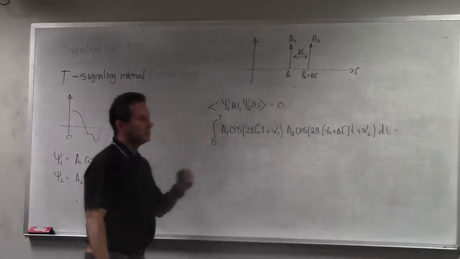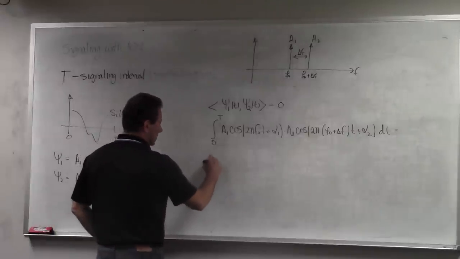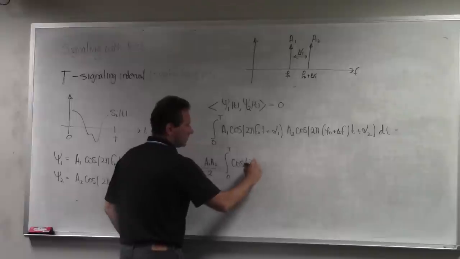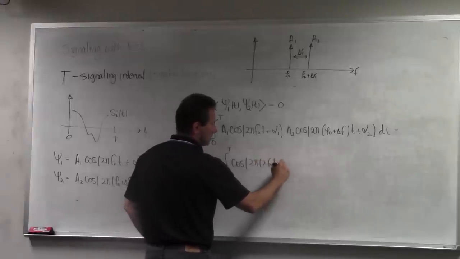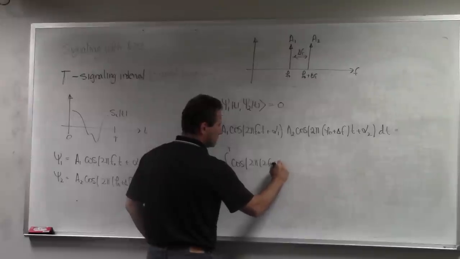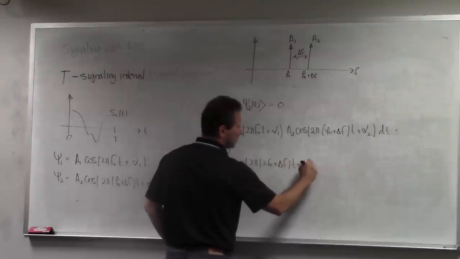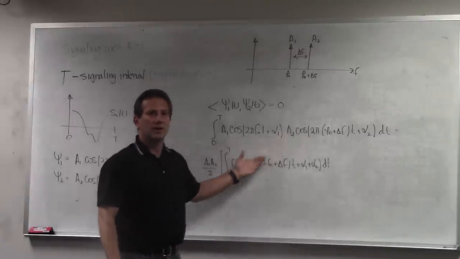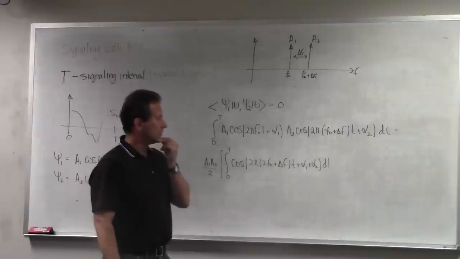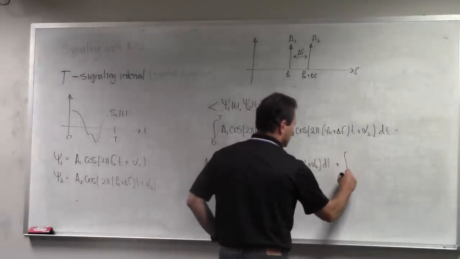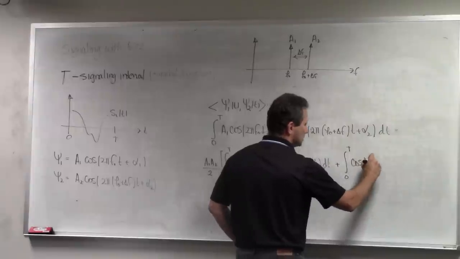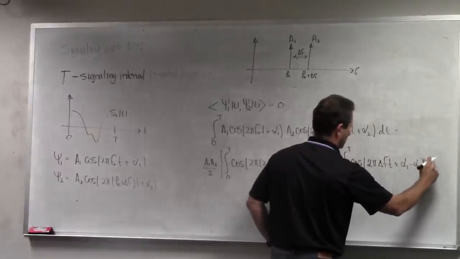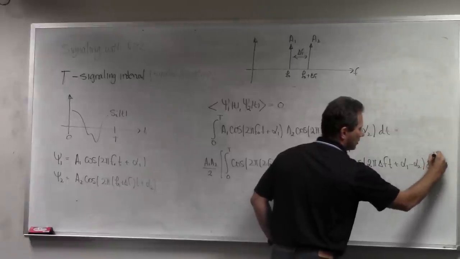If I see this as a multiplication of the two cosines, then I have A1 A2 over 2, times the integral from 0 to T of cosine of the sum, 2 pi (2 f0 plus delta f) t plus alpha 1 plus alpha 2, dt. That's the first term. I have cosine alpha times cosine beta, so it's one half cosine of the sum plus one half cosine of the difference. So this becomes plus the integral from 0 to T of cosine of the difference, 2 pi delta f t plus alpha 1 minus alpha 2, and then dt, and then close the square bracket.